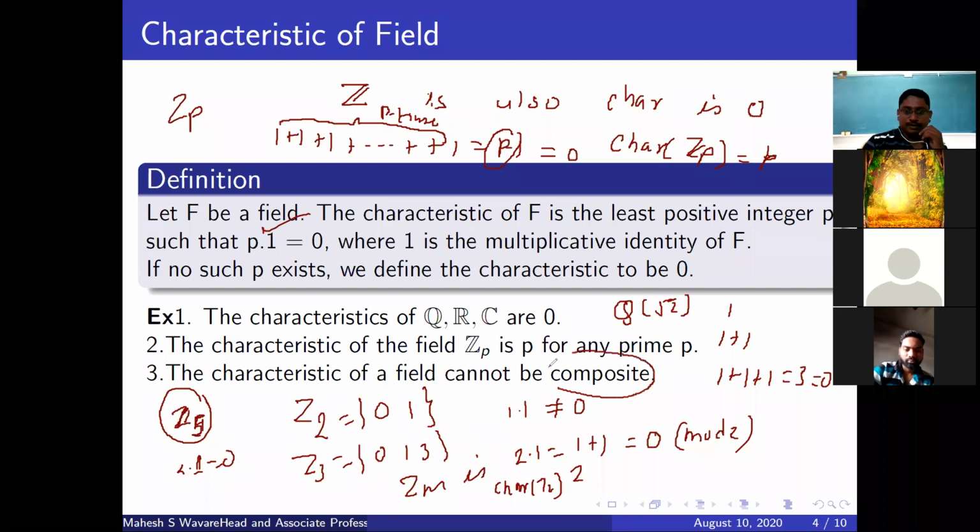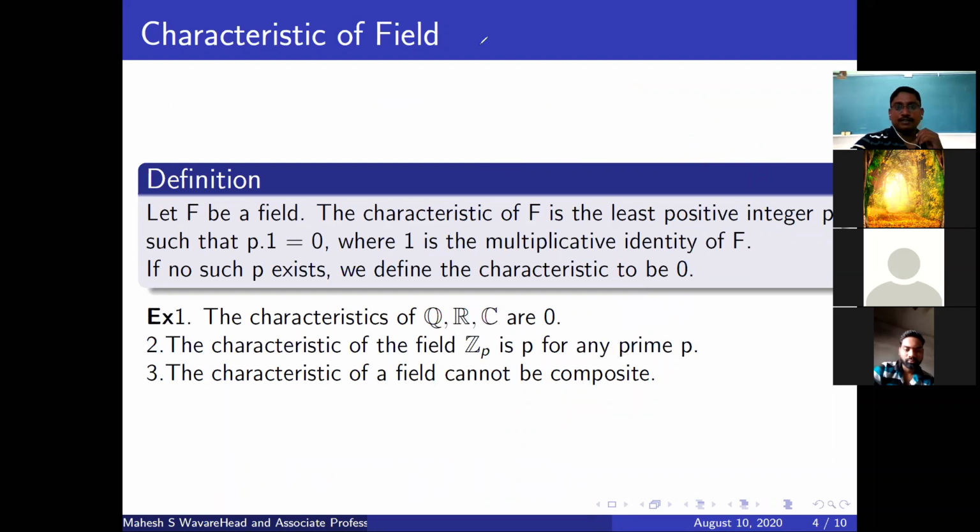The characteristic of a field will never be a composite number. To get a field Zm, your m must be prime. So these three are remarks or examples on the definition of characteristic of a ring. Just mention in the chat box if you find any difficulty in the definition of characteristic, please. Otherwise I'll move further.